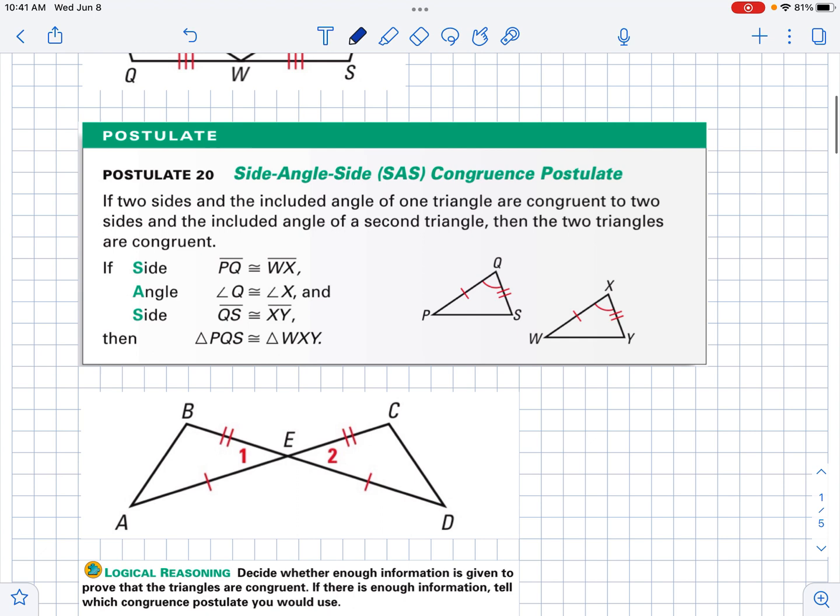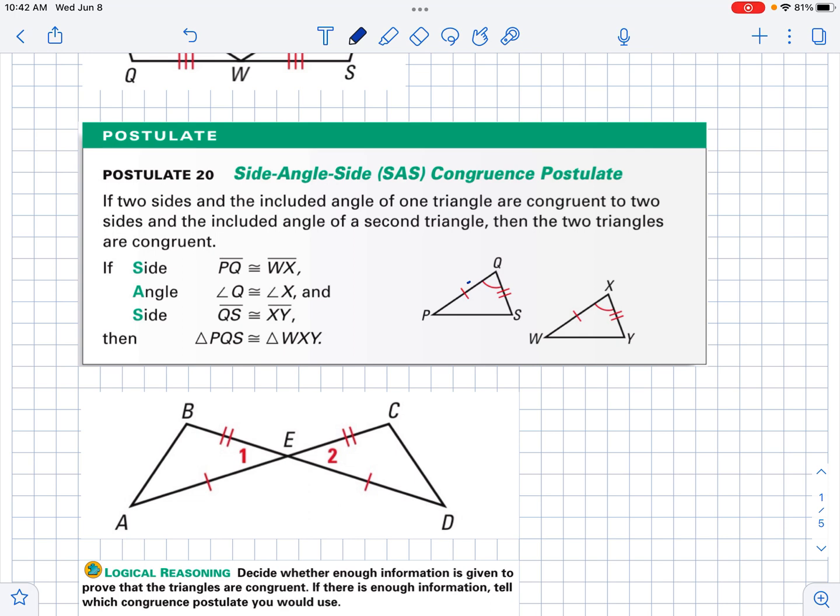Now, let's look at our second postulate that we can use from this section, and that is side, angle, side. So look at these two triangles. We have this side corresponding to that side is congruent. This side corresponding to this side, congruent. And the angle included is congruent to its corresponding angle included on the other triangle.